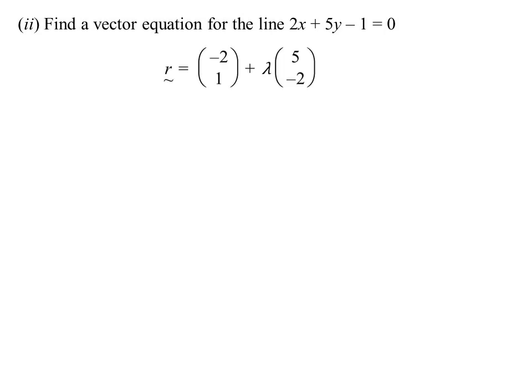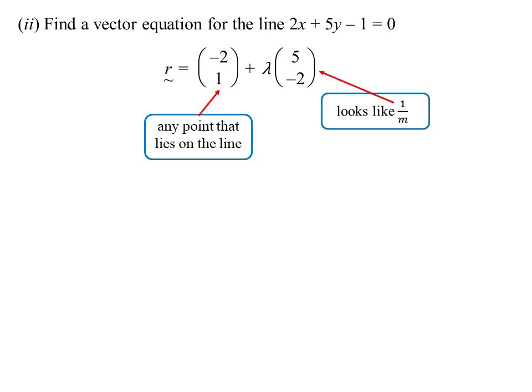So I picked the point minus 2, 1. And then I'm going to say, well, it's plus lambda times the direction vector. Well, if I'm in two dimensions, I just need to work out the slope of this line, and the slope of this line's minus 2 on 5, but I know the direction vector is the reciprocal of that. So 5, negative 2, and there's a vector equation. So the first one, I could have picked any point I liked. I just happened to pick that one. And then the other one, it looks like 1 over the slope.